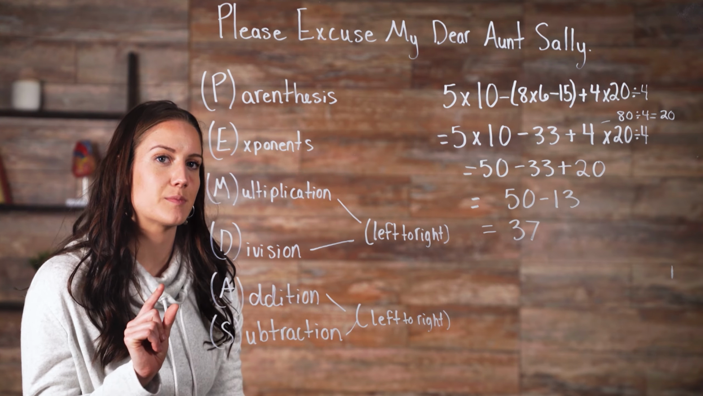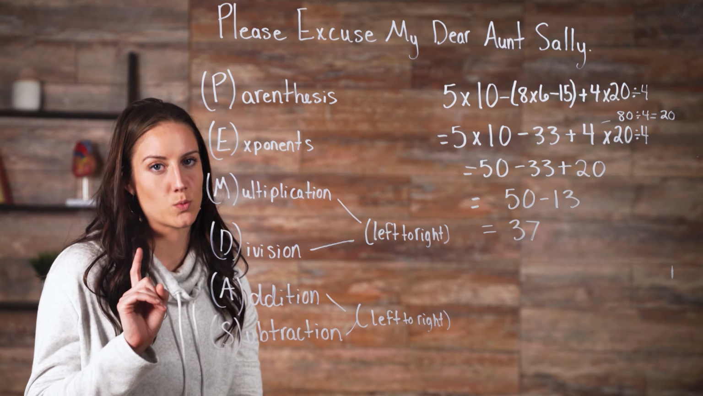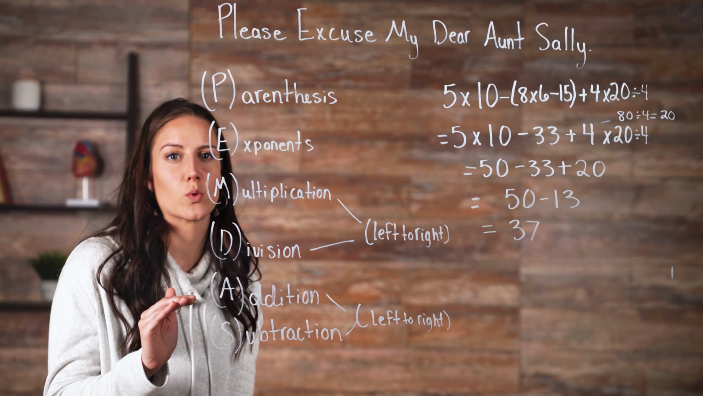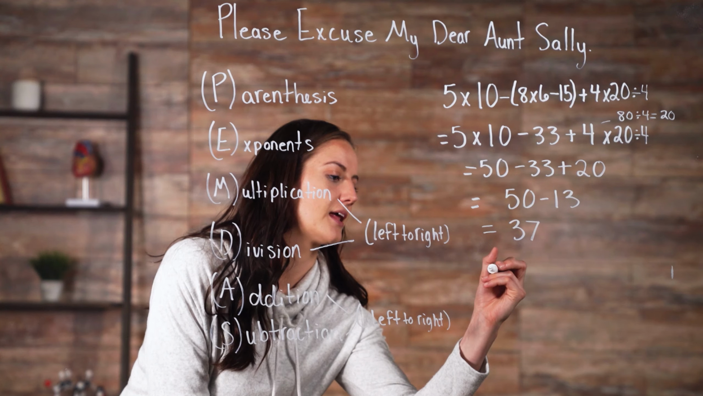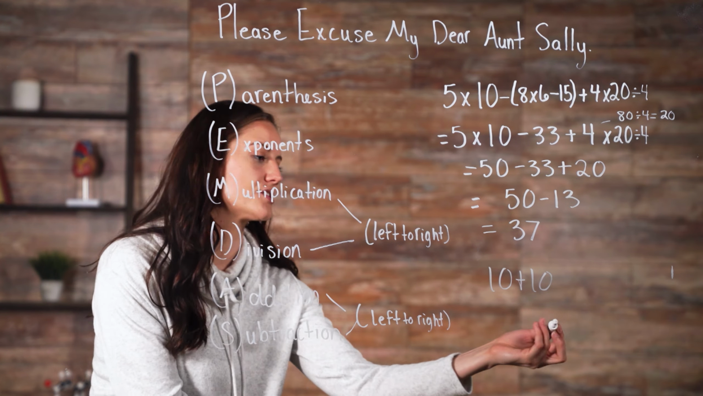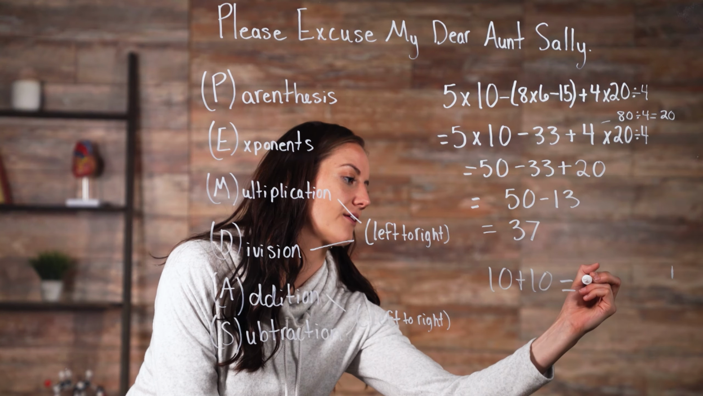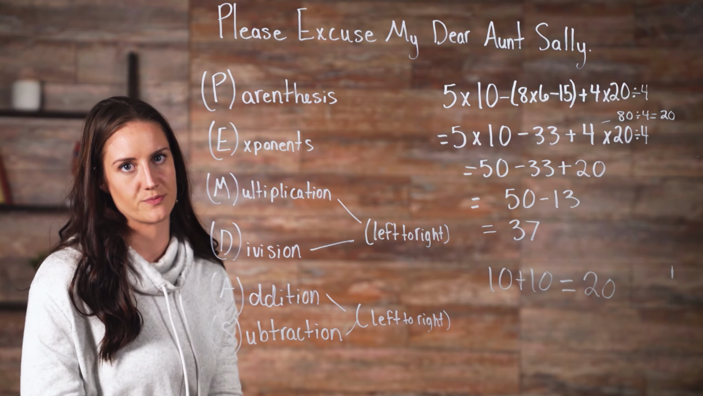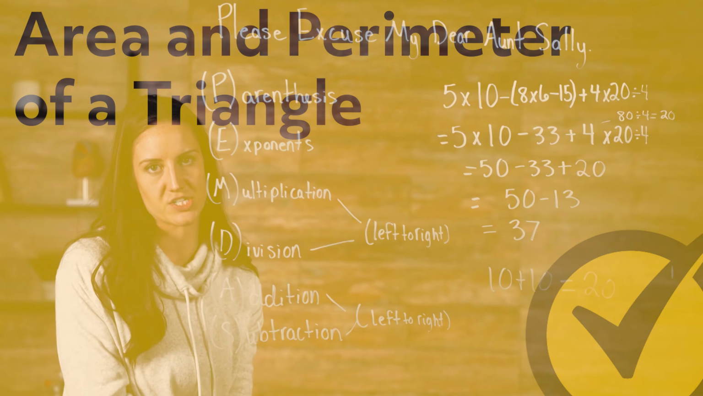There is an exception. If an equation only has one expression, you don't have to follow the order of operations. Here are some examples of single expressions. 10 plus 10. Well, there are no other operations, so you just know to go ahead and add them together and you get 20. Same thing with subtraction, multiplication, or division. All of those are single expressions.